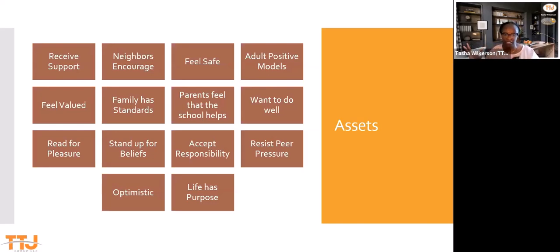That's what this prevention history has taught us, that the assets say that young people receive support, that their neighbors encourage them, that they feel safe, that they have positive adult role models, that they feel valued, that they have family standards, that their parents feel that school helps, that they want to do well, that young people read for pleasure, they stand up for their beliefs, they're optimistic and have life purpose, and they resist peer pressure.